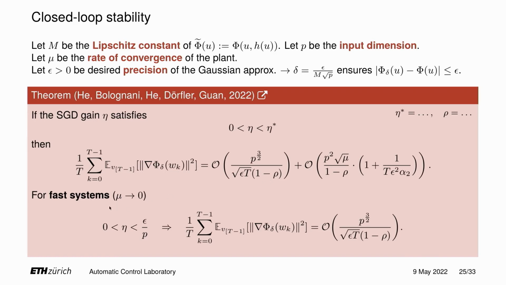And for fast systems in which mu is small or going to 0, so the rate of convergence of the plant is faster, it simplifies to something a little bit more readable. The gain of the stochastic gradient descent is bounded by the precision that you want to achieve and the dimension of the system, and the regret is bounded by 1 over square root of T, which is actually what you would probably hope from the gradient descent anyway. And it doesn't really grow too quickly with the input dimension. The rest that you see here, the eta star and the rho, there are expressions for that. They're not shown here, but they can be computed.